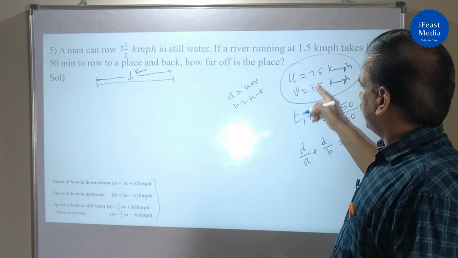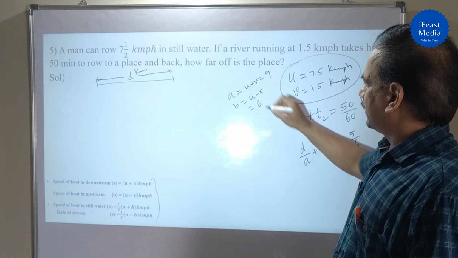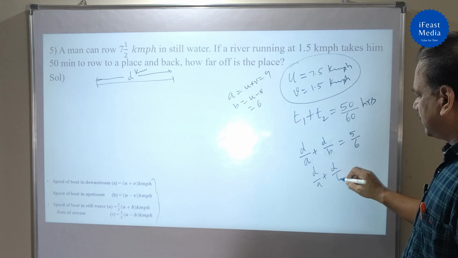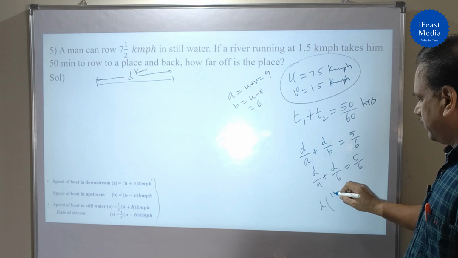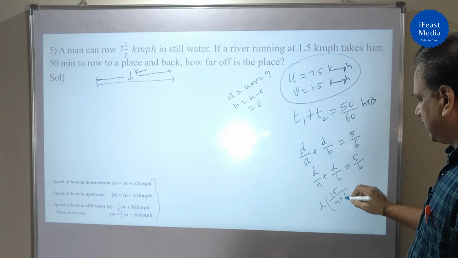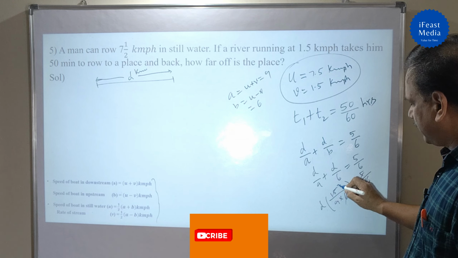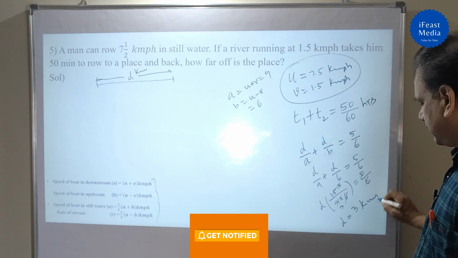So 7.5 plus 1.5, it is 9. 7.5 minus 1.5 is 6. So d by 9 plus d by 6 is 5 by 6. D into 15 by 9 into 6 is 5 by 6. 6 gone. Here 3 times, 3 here 3 times. D equal to 3 kilometers.